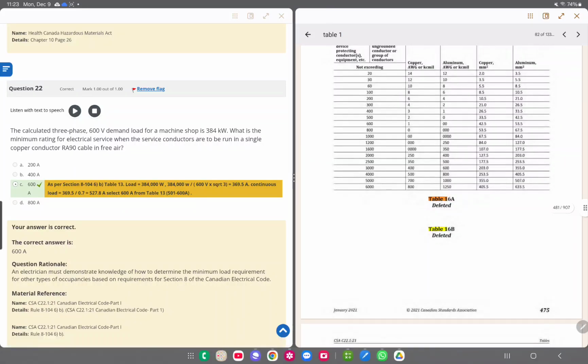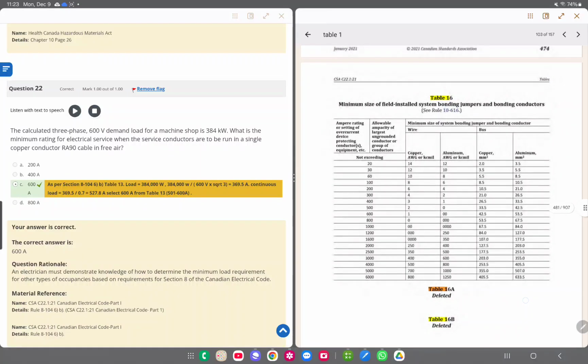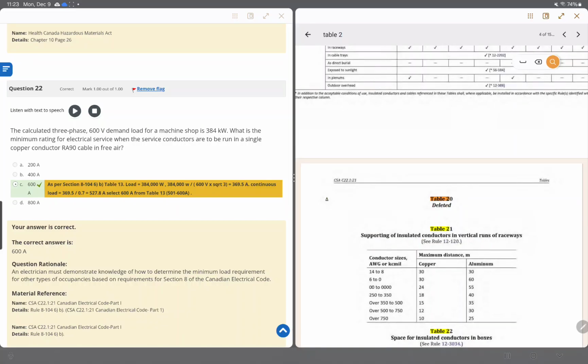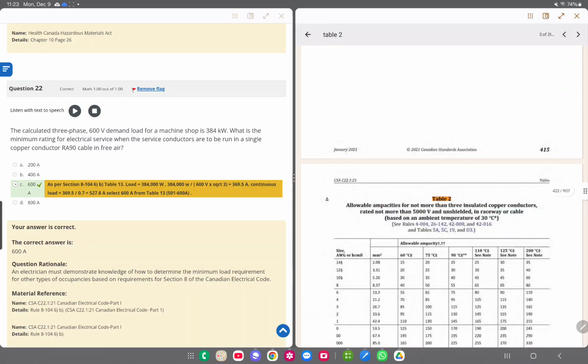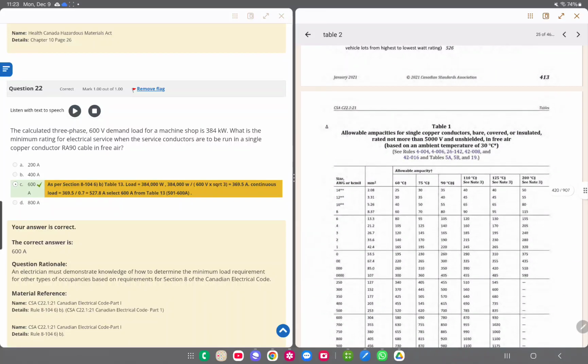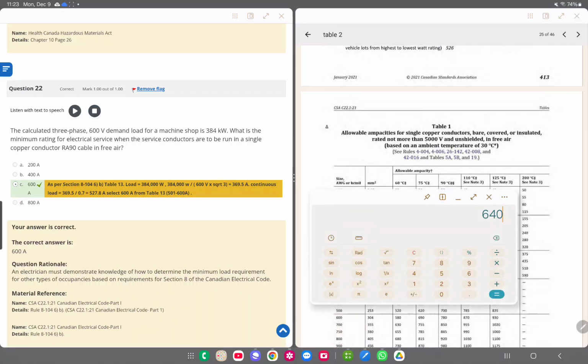Table 1, no? Okay, you know what? It'd probably be easier to find table 2 than 1. So we go to table 2, right? And then we can find 1. Easier. Okay. So is this copper? Single copper? Yes. Is this free air? This is free air. And then we have our number of our FLA, which is 640.